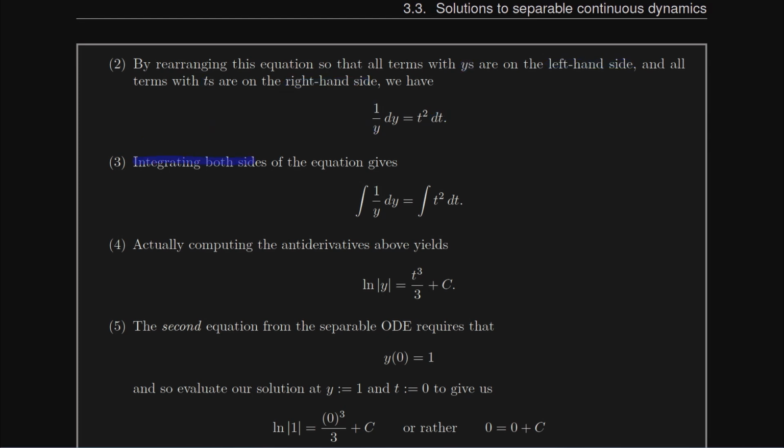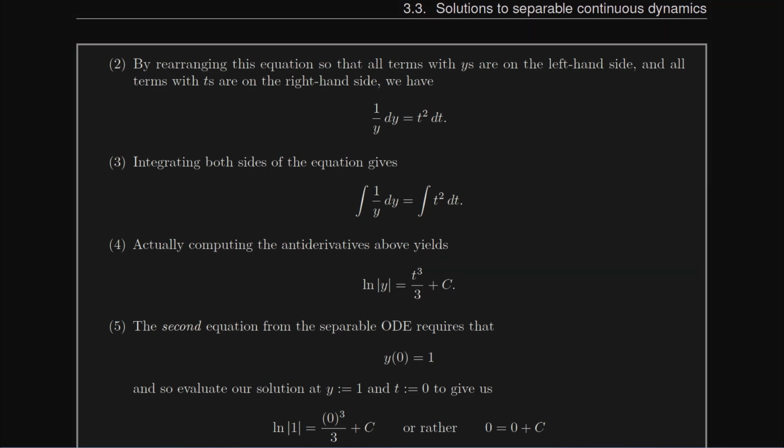In step 3, we want to integrate both sides of the equation. So we're integrating 1 over y, and we're integrating t squared. If we remember our integrals, 1 over y is going to be the natural log of the absolute value, and t squared is going to give me t cubed over 3. As I said before, you could always have 2 constants, but they're going to reduce to only 1 constant anyway if you end up solving for y. So just put 1 constant on the t side, and we end up with our implicit solution: log of y equals t cubed over 3 plus c.